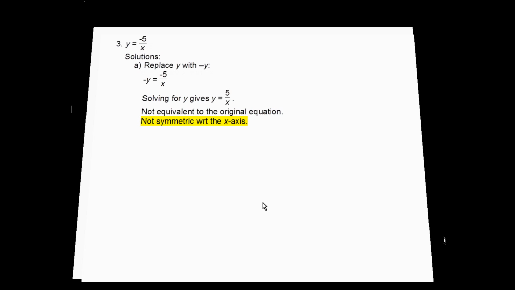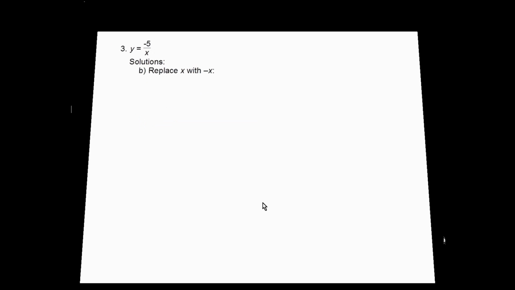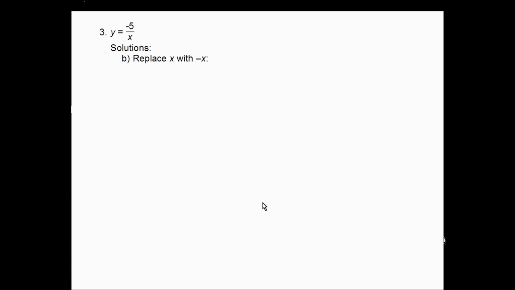For part B, we were doing symmetry with respect to the y-axis, so we replace x with negative x. So we'll have y equals negative 5 over negative x. Okay, minus over minus is plus, so we'll get y equals 5 over x. That's not equivalent to the original equation. So we do not have symmetry with respect to the y-axis. Now again, just because you get two no's, that doesn't force the third one to be a no. If we'd gotten two yeses, that would force the third one to be a yes.